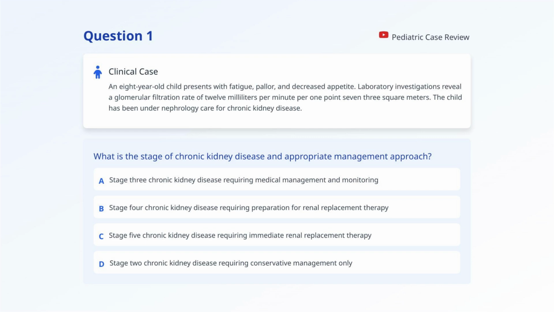Option A, Stage 3 chronic kidney disease requiring medical management and monitoring. Option B, stage 4 chronic kidney disease requiring preparation for renal replacement therapy. Option C, Stage 5 chronic kidney disease requiring immediate renal replacement therapy. Option D, Stage 2 chronic kidney disease requiring conservative management only.